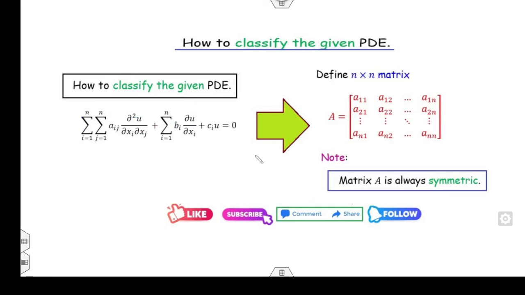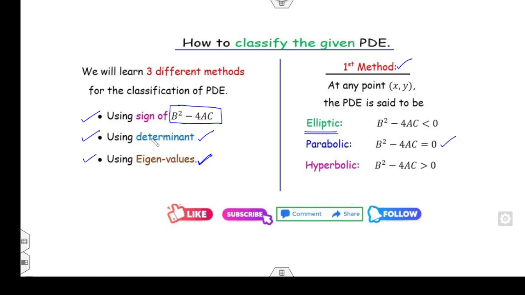The other two methods are the determinants and the eigenvalue method. You all know when you can find determinants and eigenvalues: whenever you have a square matrix, always.